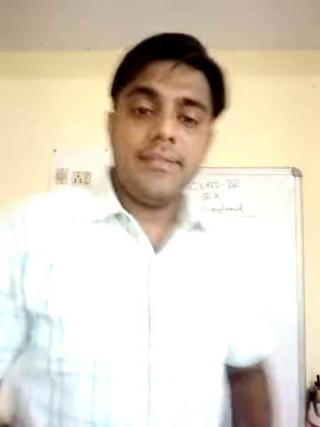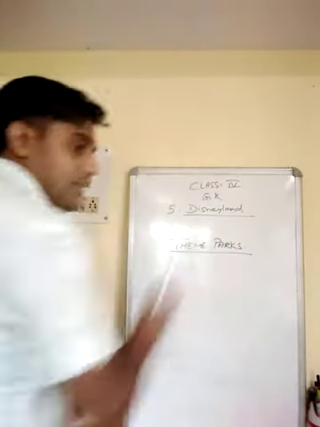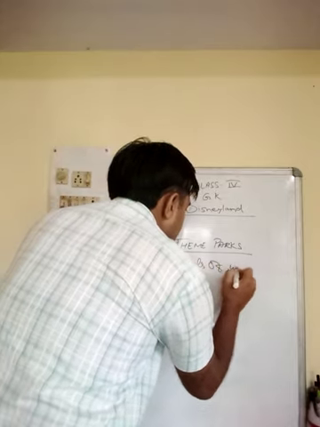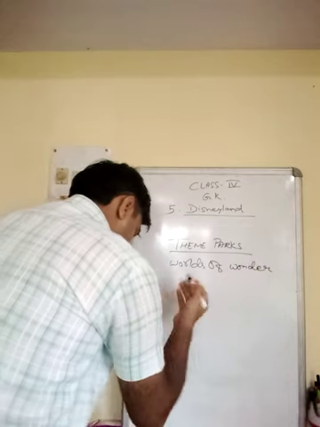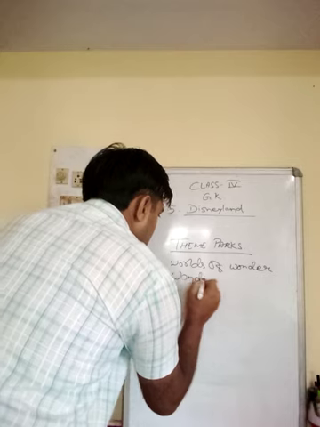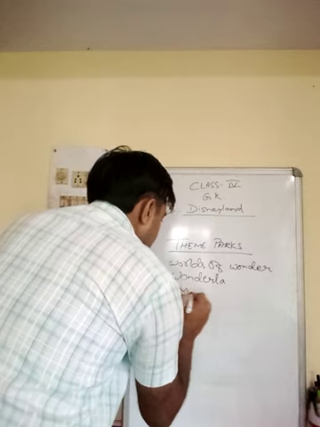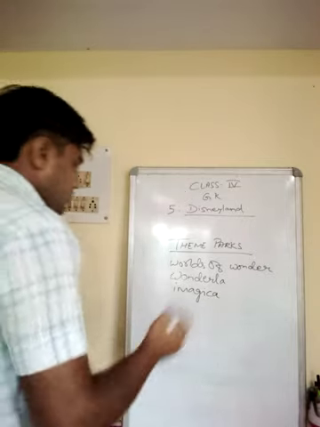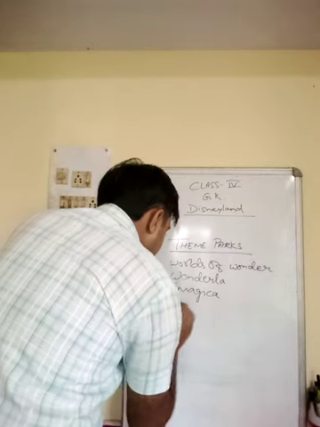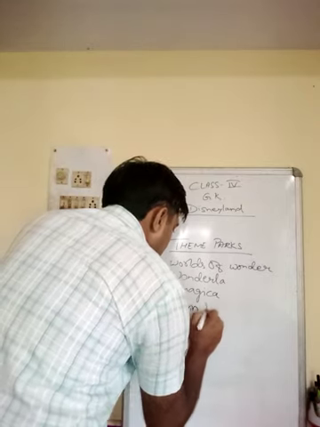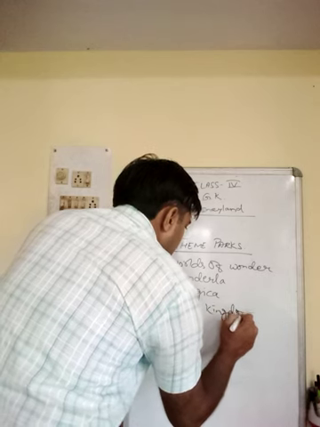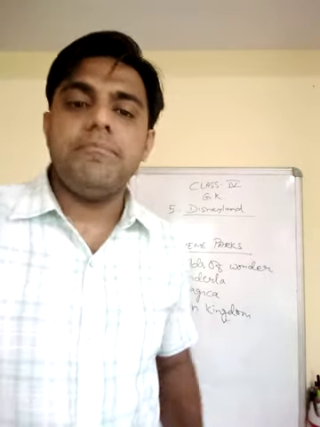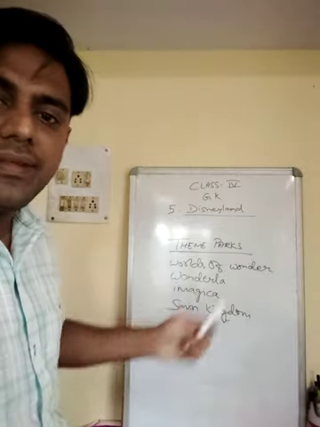Now children, some of the examples of theme parks: one is Disneyland itself, then you have Worlds of Wonder, you have Wonderla, Imagica, right? And you also have Seven Kingdom. All these are some of the examples of theme parks along with Disneyland. Please try to remember their names.